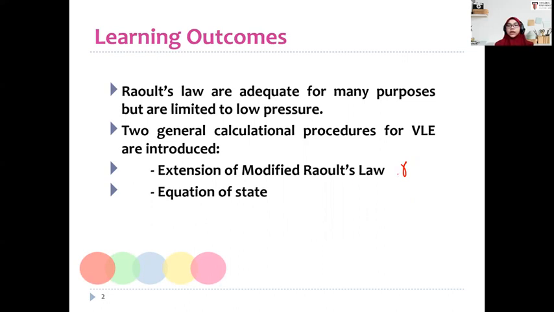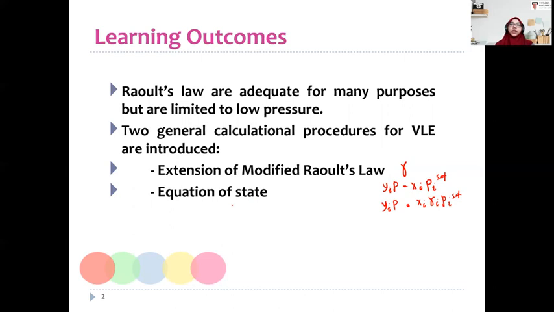Okay, for Raoult's law, we have the vapor phase equal to the liquid phase. But for the modified Raoult's law, the interaction among the species has been introduced into the system. So the modified Raoult's law mimics the real condition and can be applied to the non-ideal condition. And the next equation we have learned about is the equation of state.